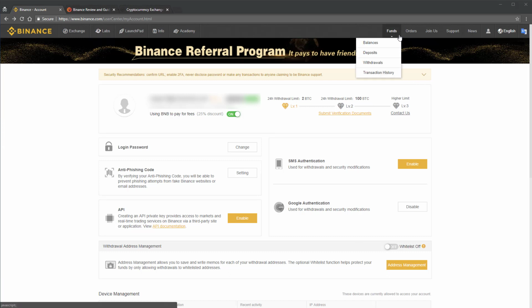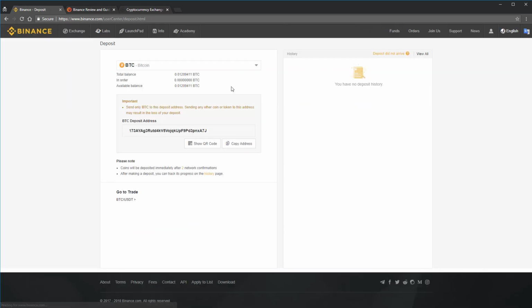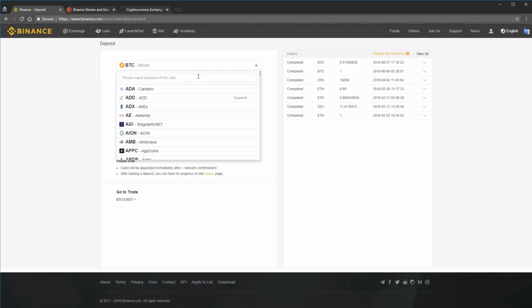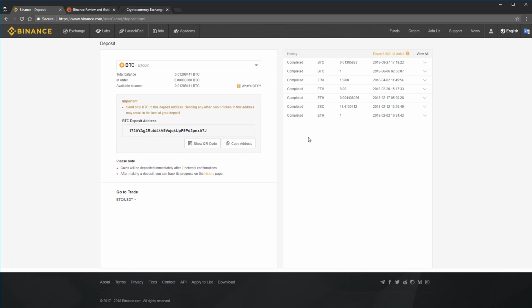The next step is to deposit the cryptocurrency that you want to use to trade for other cryptocurrencies. You can do this by finding deposits under funds in the menu. You're able to deposit any cryptocurrency supported by Binance that's available for trading, so long as it's not temporarily suspended or that they've removed it from their exchange. For this tutorial, I'm going to be depositing Bitcoin. However, you might want to deposit Ethereum because usually those deposits go through faster.